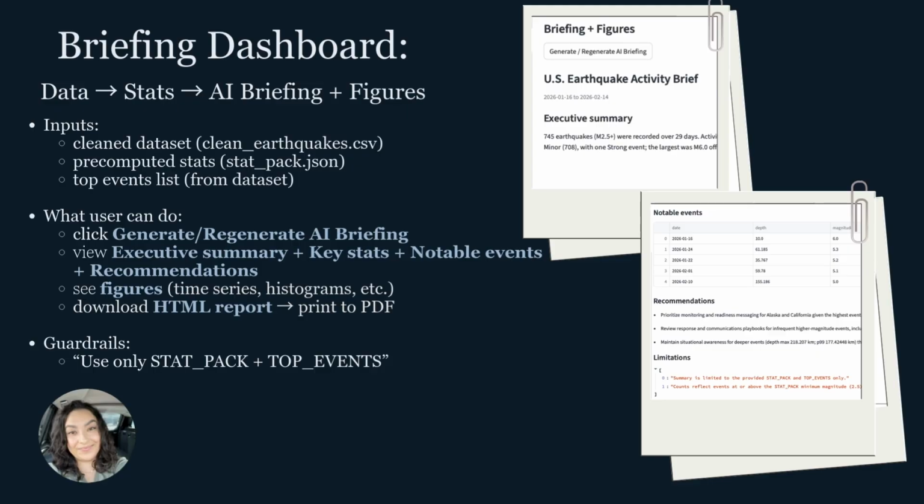And on this slide, I did include two small screenshots of what you see on the briefing dashboard tab. So on the left top, you have your briefing in figures, and there's the button that you can click on to generate an AI briefing. And then the bottom screenshot is basically the notable events, recommendations, and limitations.